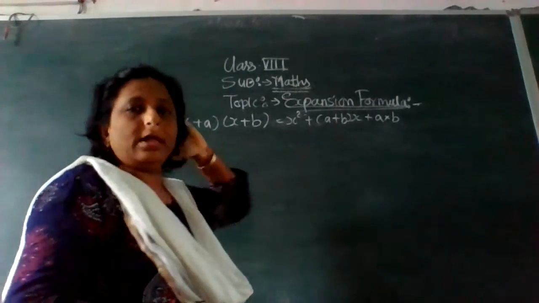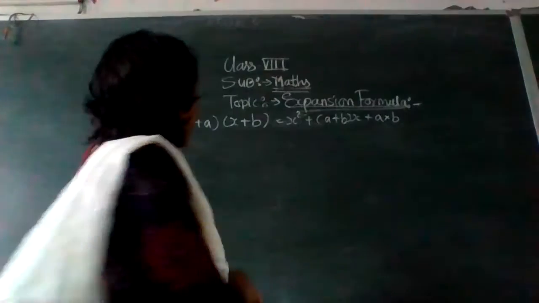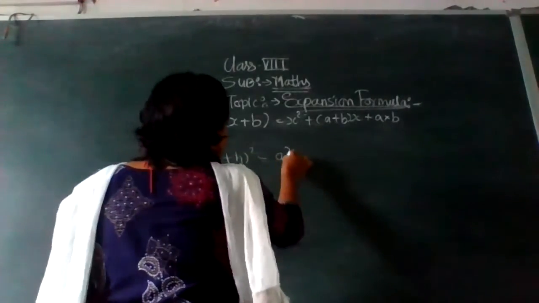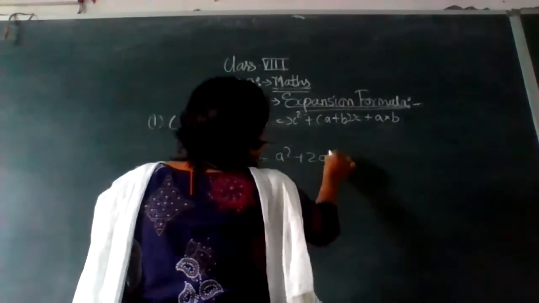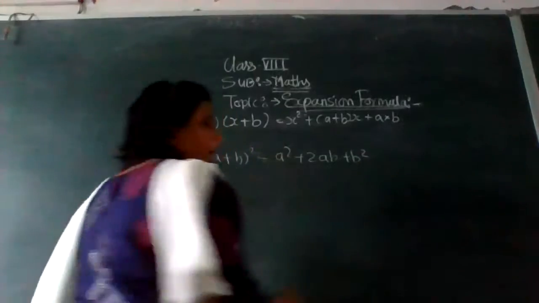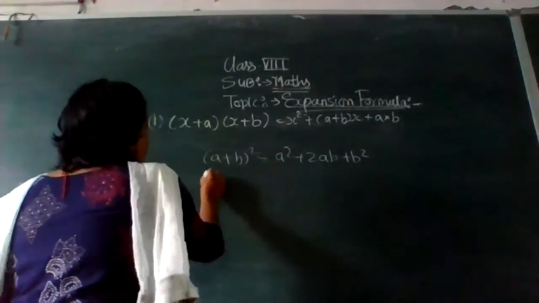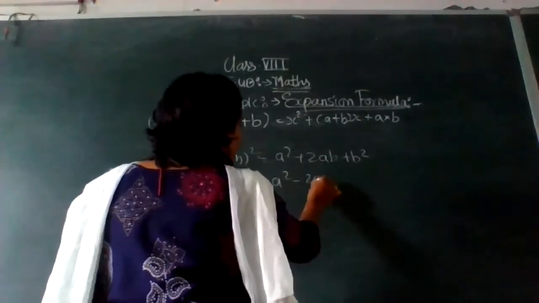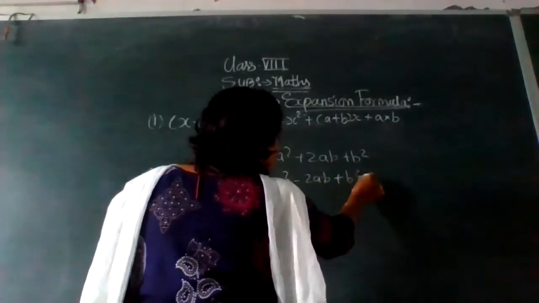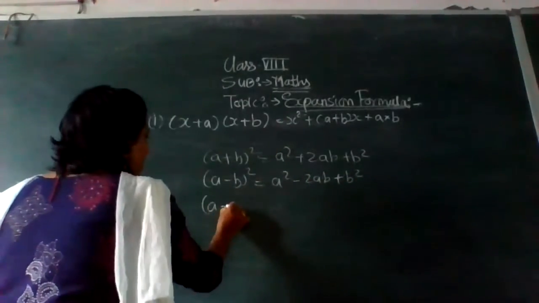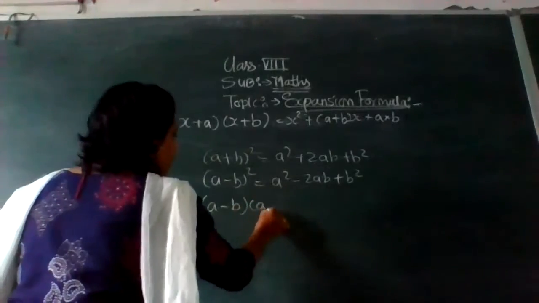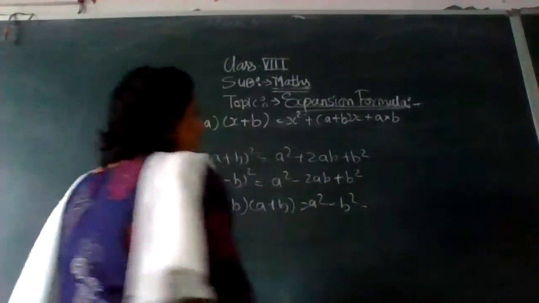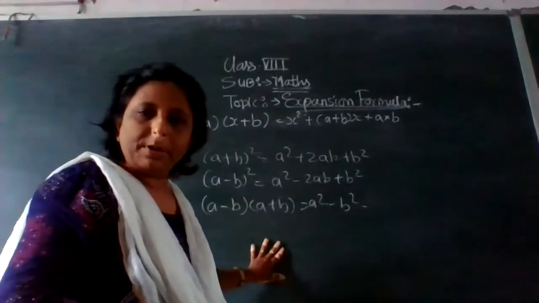So first, in the last video, we went through (a + b)² equal to a² + 2ab + b². The second one was (a - b)² equal to a² - 2ab + b². And the third formula was (a - b)(a + b) equal to a² - b². So these are the three important formulas that we studied in the last video.